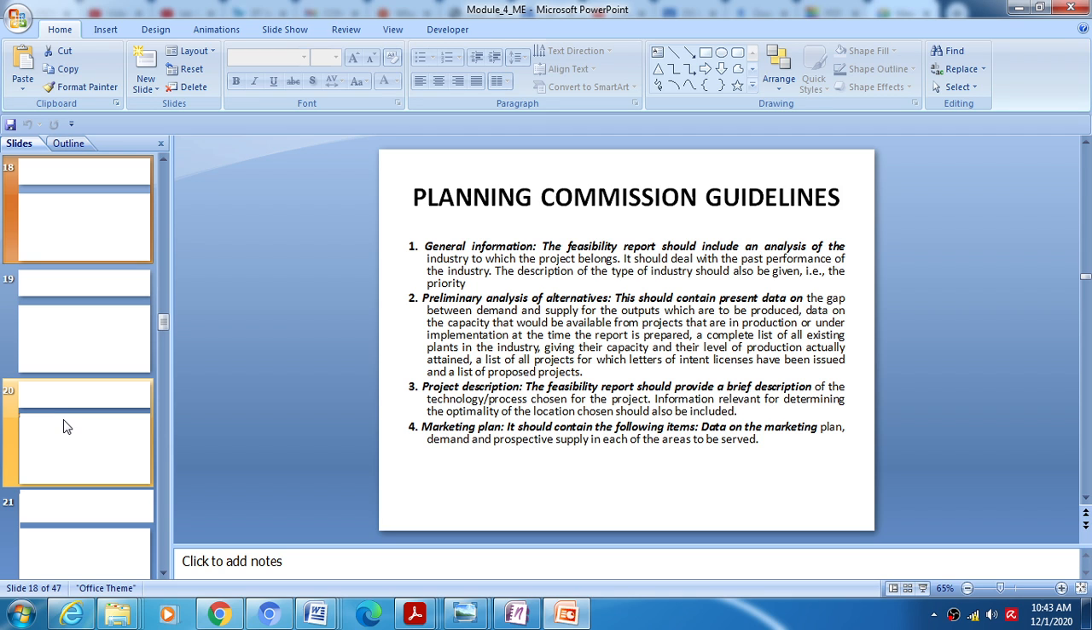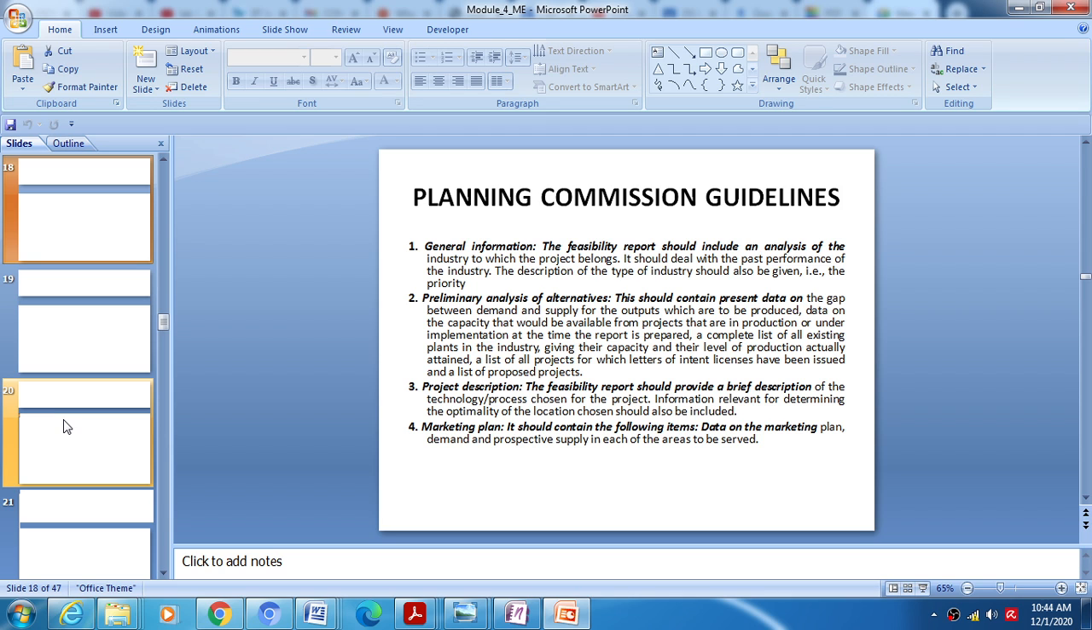The next one is preliminary analysis of the alternatives. Now this should contain present data on the gap between demand and supply for the outputs which are to be produced, and data on the capacity that would be available from the projects that are in production or under implementation at the point of time the report is prepared. A complete list of all existing plants in the industry, giving their capacity and their level of production actually attained. A list of all projects for which letters of intent and licenses have been issued, and a list of proposed projects.